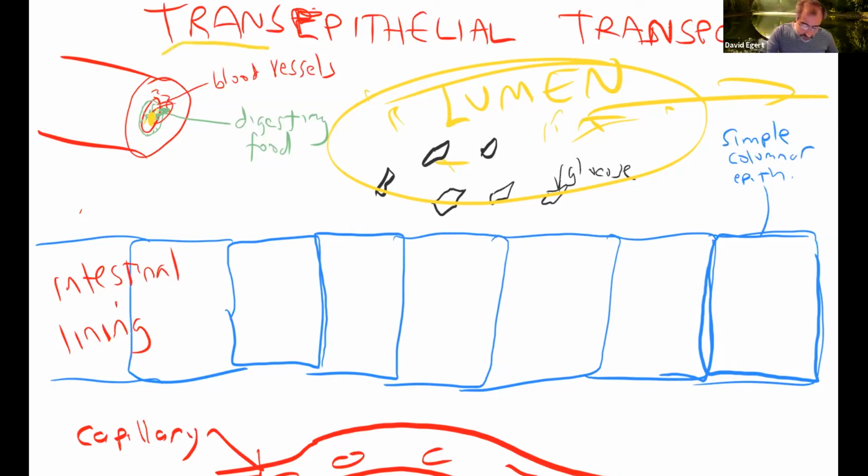So trans, meaning across, epithelial transport. I want to take these sugars, which are in the lumen, and I need to bring them across to the other side of the epithelial sheet so they can get absorbed into my capillary. And I'm going to talk about how that happens using these co-transporters and pumps and all this stuff that we've been talking about. So let me lay it out here.